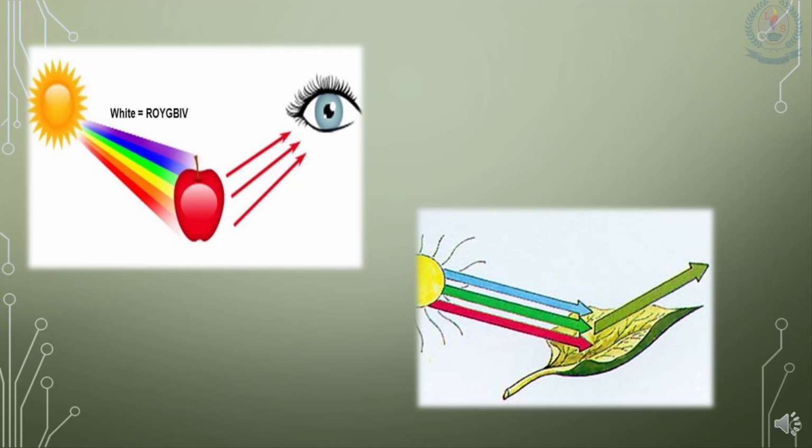when white light hits a red object, such as an apple, only red light is reflected off the apple, and all the other colors of white light are absorbed by the apple. Another example is, when white light hits a green color object such as a leaf, only green color is reflected off the leaf. All the other colors of white light are absorbed by the leaf.